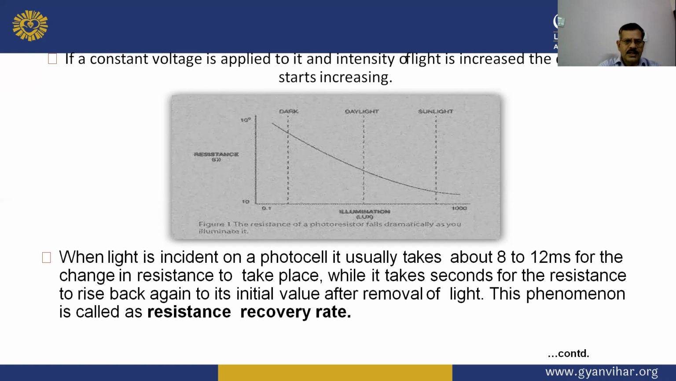When light is incident on a photocell, it usually takes about 8 to 12 milliseconds for the change in resistance to take place, while it takes seconds for the resistance to rise back to its initial value after removal of light. So this phenomenon is called the resistance recovery rate.